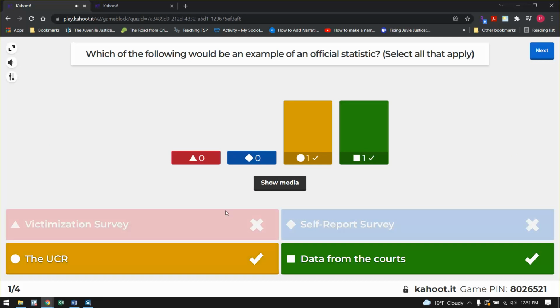Other official data forms could come from corrections as well, so it could come from prisons even. So the UCR is arrest data from police, and then you also have data from courts on sentencing and things like that, which would be an official statistic. A victimization survey is victimization data, and self-report survey is self-report data.